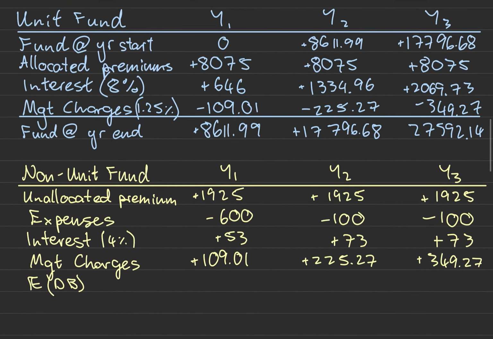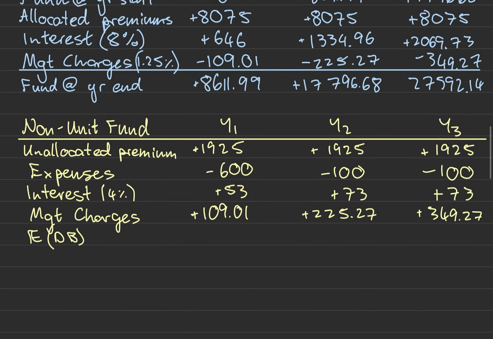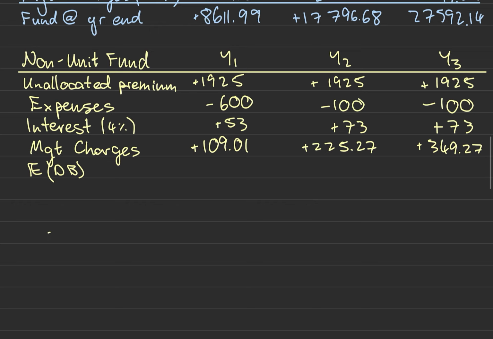Okay, the bid value of the units is 8,611 in this first year, but he's going to get paid out 20,000. So I need to chip in from this non-unit fund. How much do I need to chip in? I need this 20,000, so I need to chip in this difference, 8,611.99.